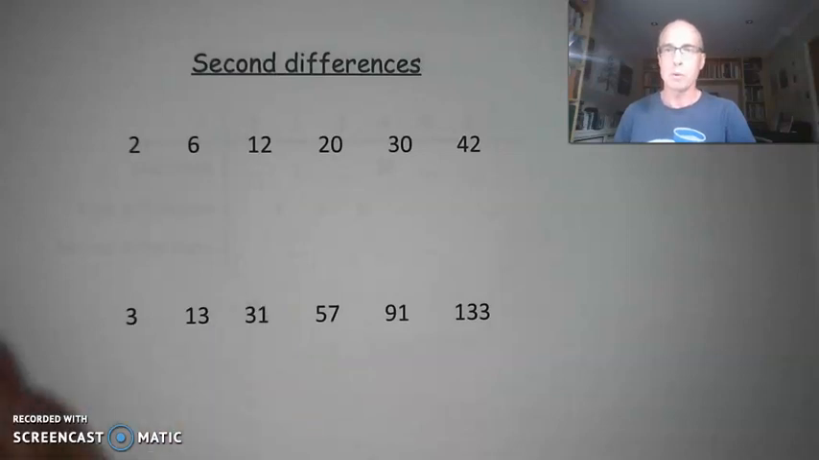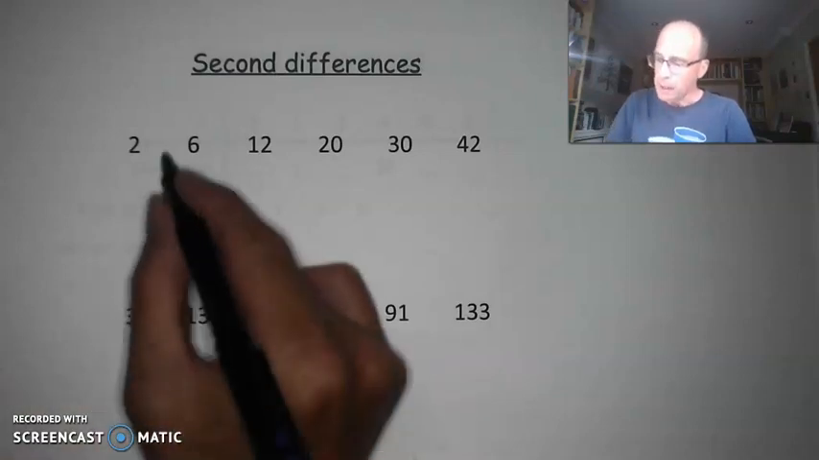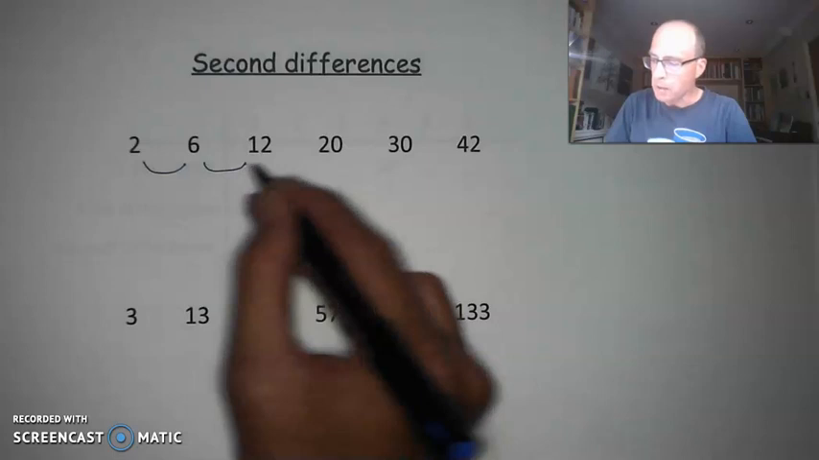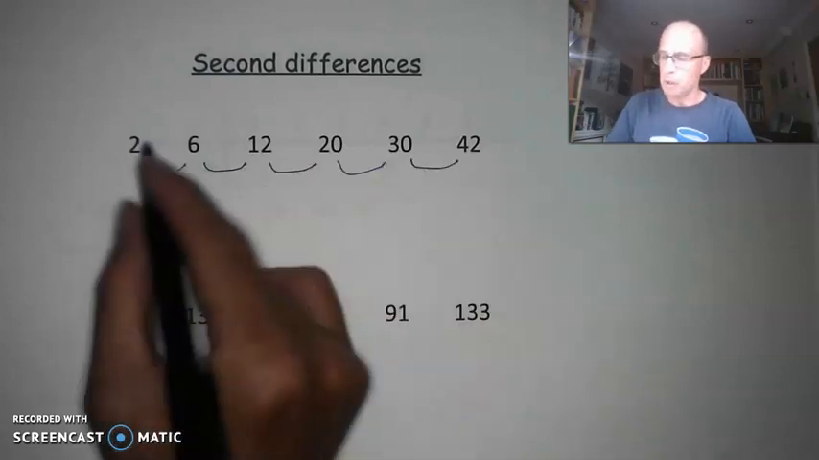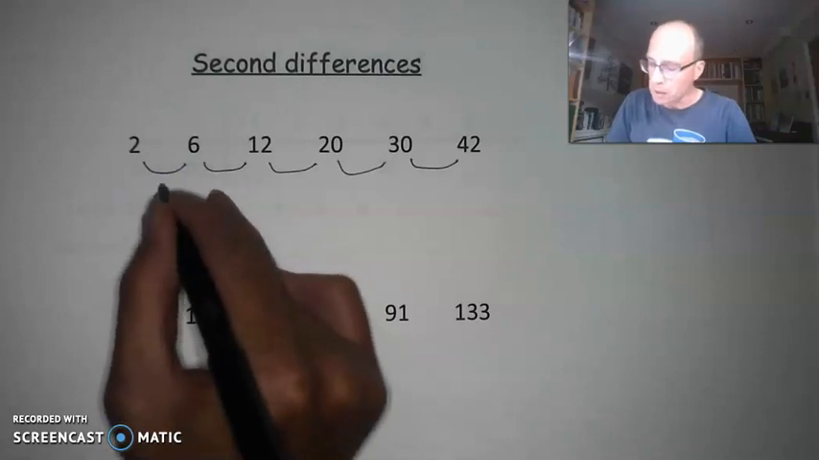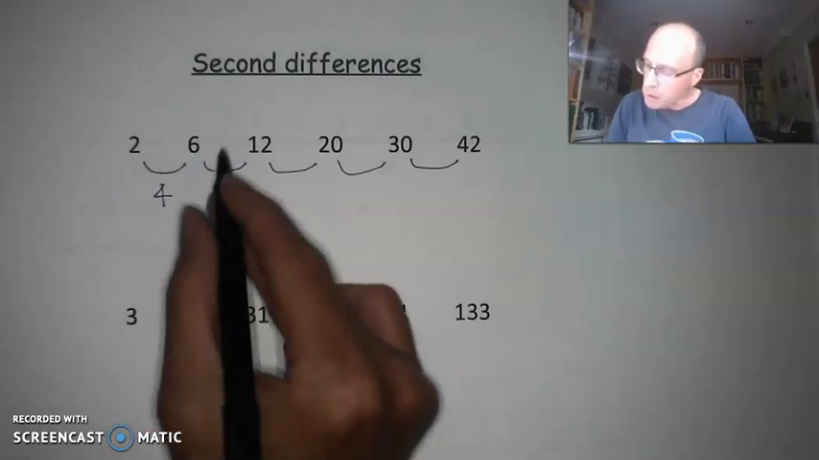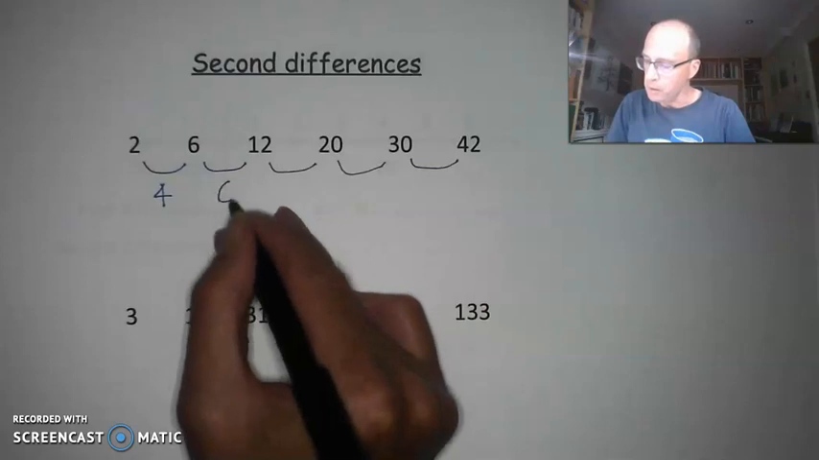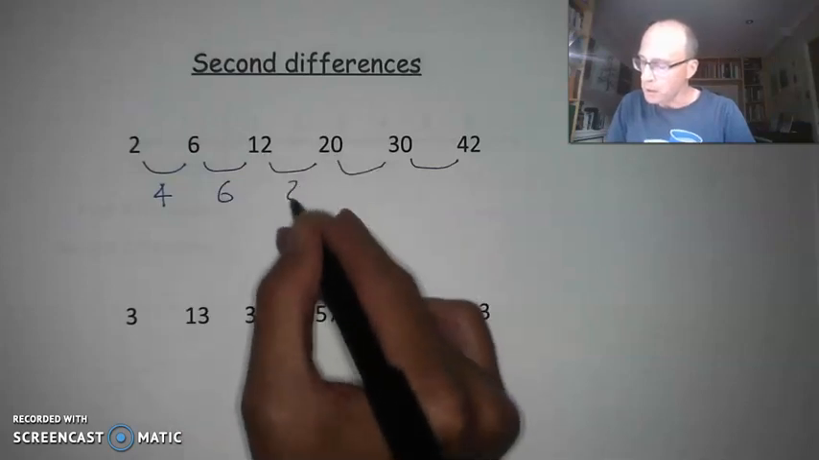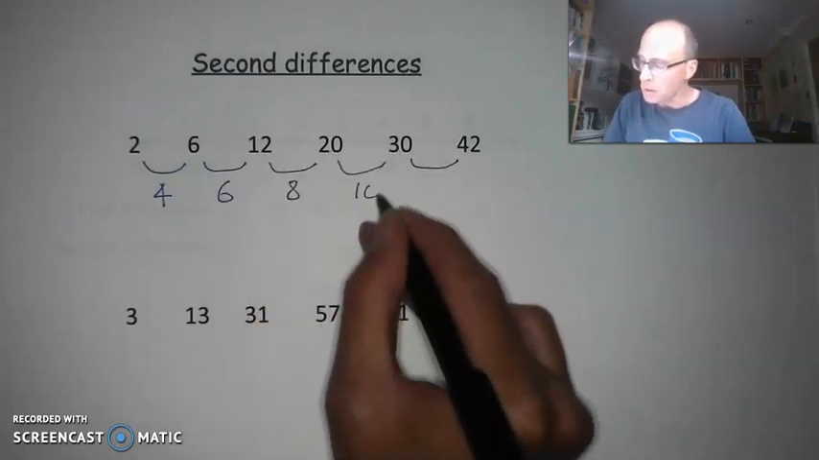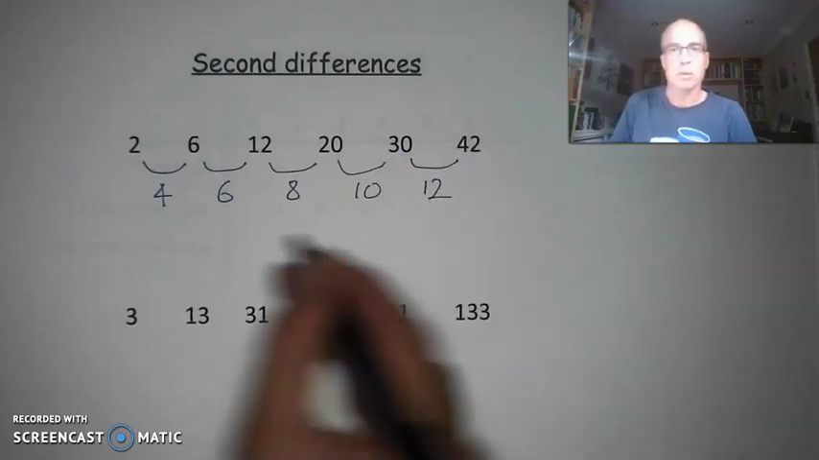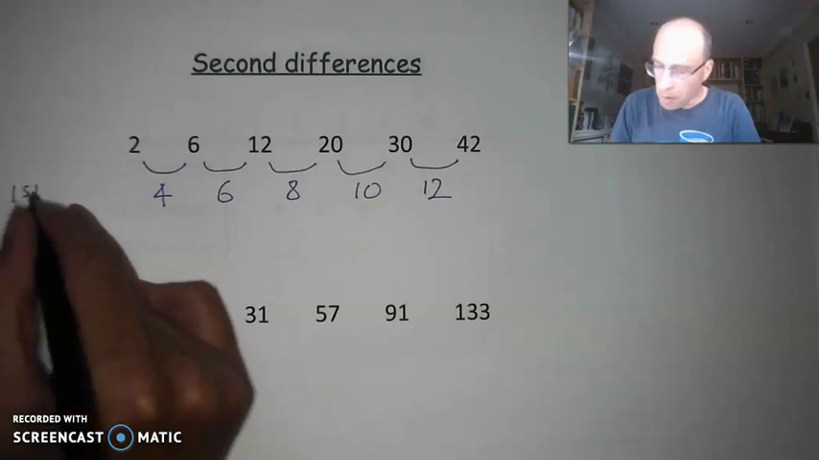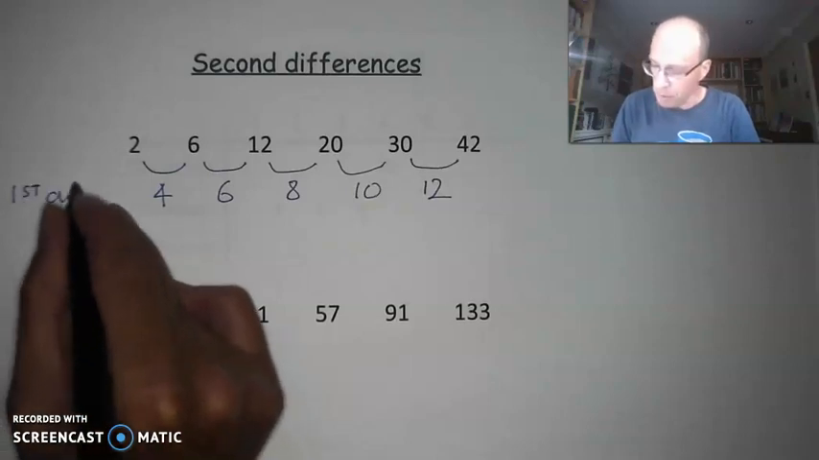So first of all, what do I mean by my first difference? Well, that's the difference between each of these terms within my sequence. So the difference between 2 and 6 is 4. Between 6 and 12 is 6. 12 and 20 is 8. 20 and 30 is 10. 30 and 42 is 12. So I'm going to call those my first difference.